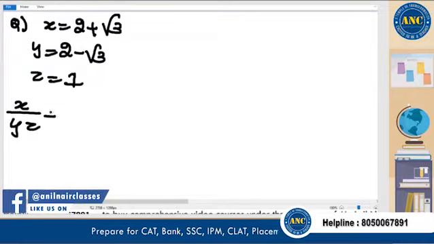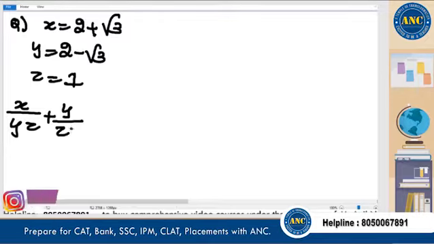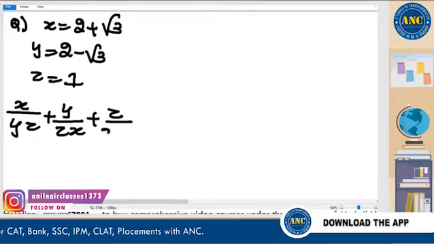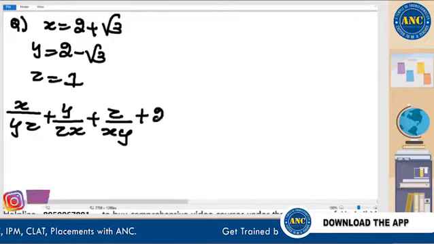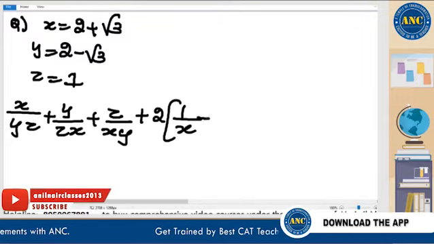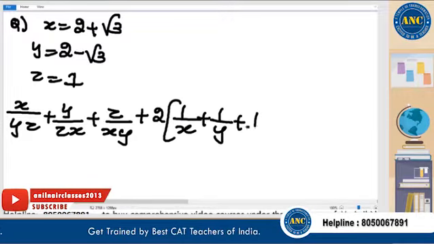X by YZ plus Y by ZX plus Z by XY plus 2 into 1 by X plus 1 by Y plus 1 by Z.